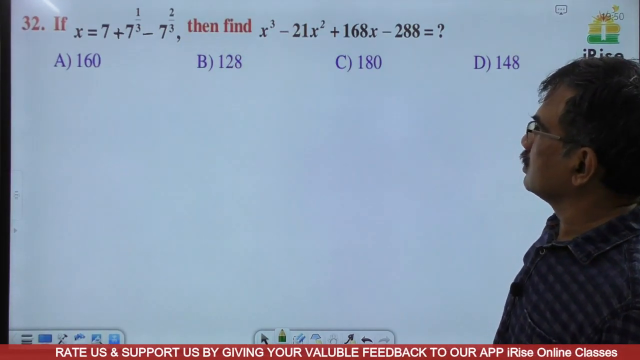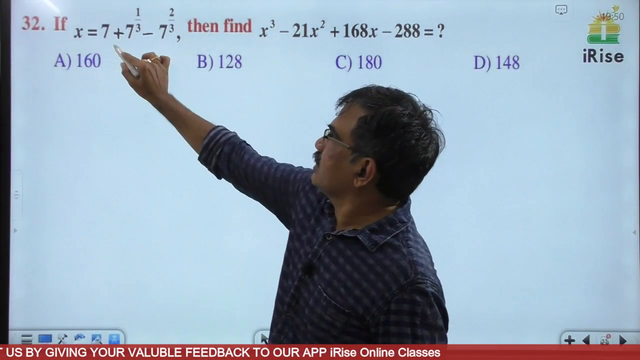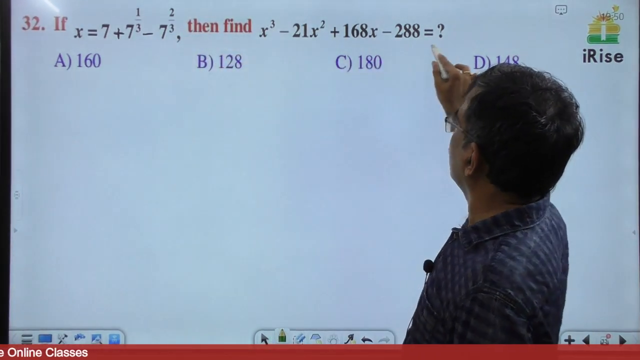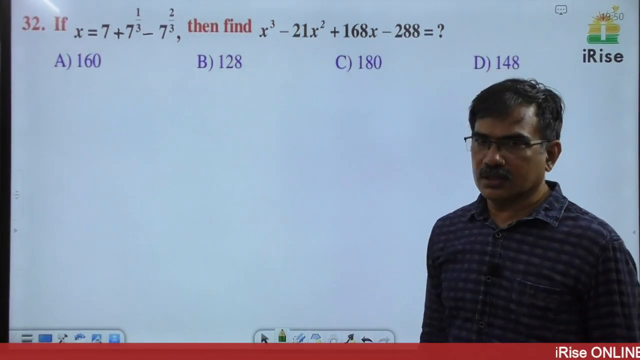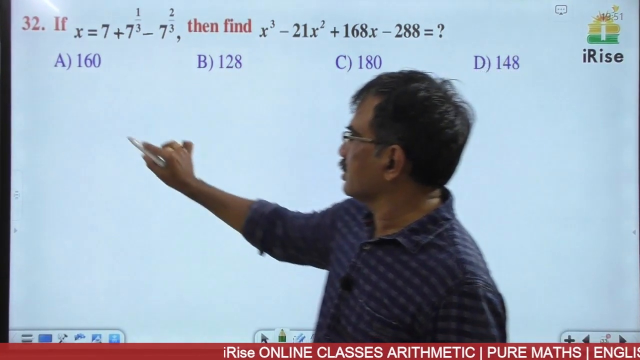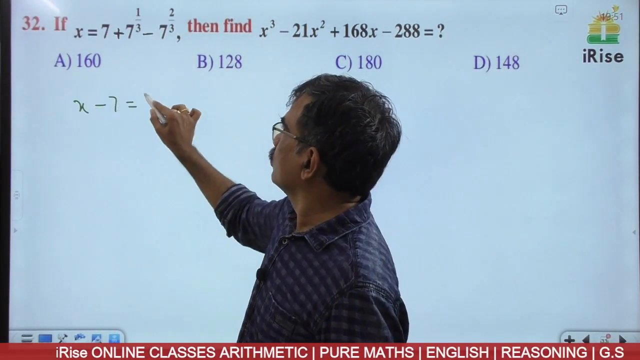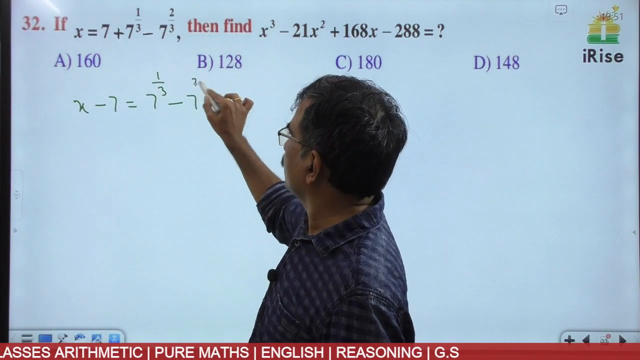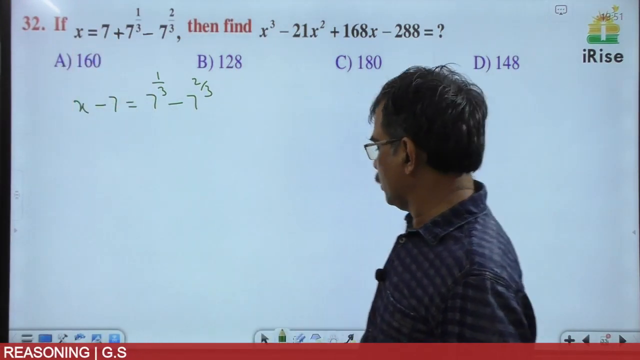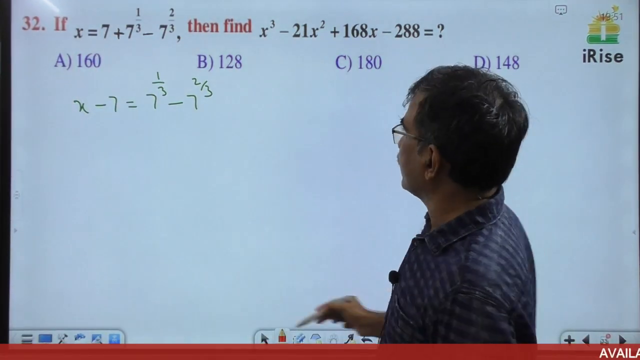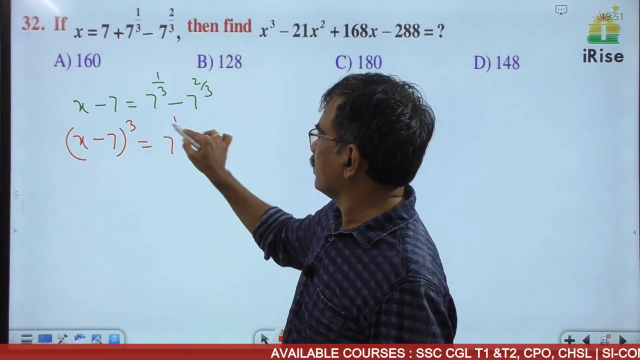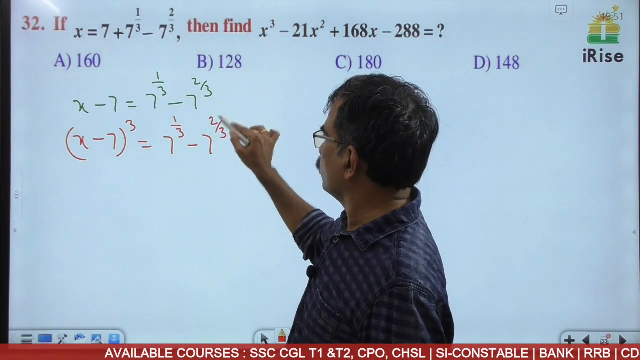See this question. Here x is equal to 7 plus 7 power 1 by 3 minus 7 power 2 by 3. Then what is the value of this one? Here no shortcut is possible to get the answer. I want to write this as x minus 7 is equal to 7 power 1 by 3 minus 7 power 2 by 3. Just transfer 7 to the left side. Then taking cube on both sides, x minus 7 whole cube is equal to 7 power 1 by 3 minus 7 power 2 by 3 whole cube.